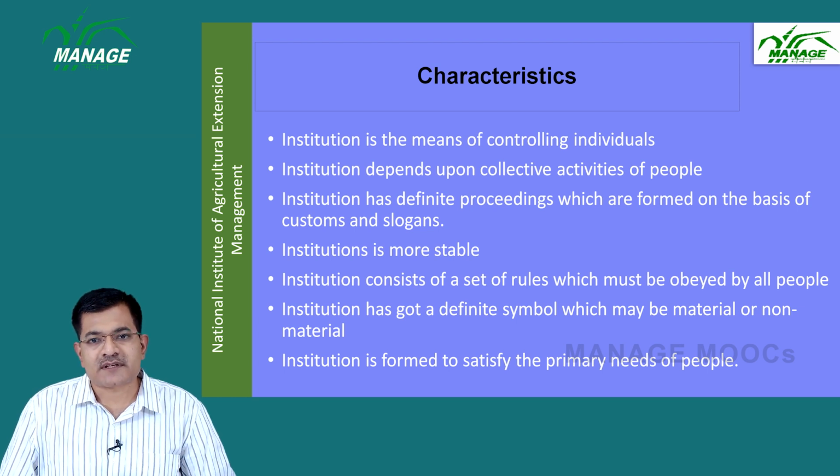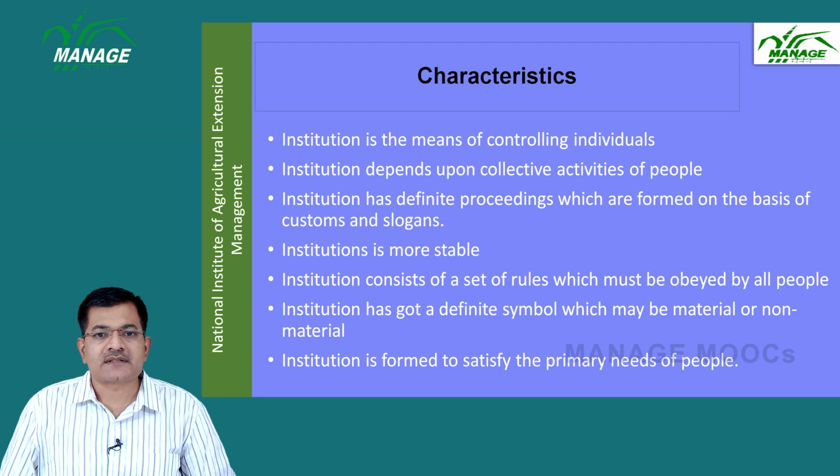Because of the social pressure and the cultural values, there is also an order in the society. Therefore, the institution depends on the collective activities of the people, where the institutions evolve depending on the collective decisions of the people. An institution has definite proceedings which are formed on the basis of customs and slogans, and institutions are more stable. At the same time, they are dynamic also.